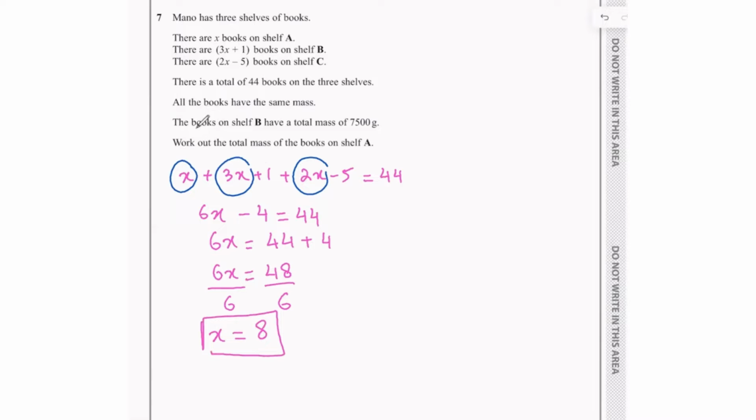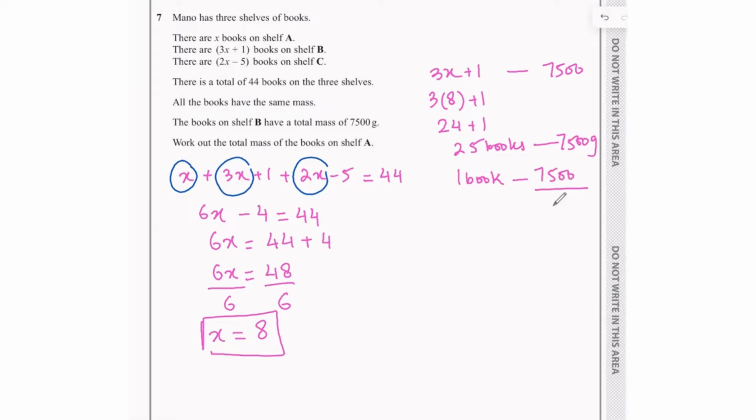Now they're saying the books on shelf B have a total mass of 7,500 grams. So if 3x plus 1 books have a mass of 7,500 grams, let's try to find the mass of one book. So first, let's substitute the value of x. So 3 times 8 plus 1, which is 24 plus 1, and that's 25. So 25 books have a mass of 7,500 grams. So for one book, that's going to be 7,500 divided by 25.